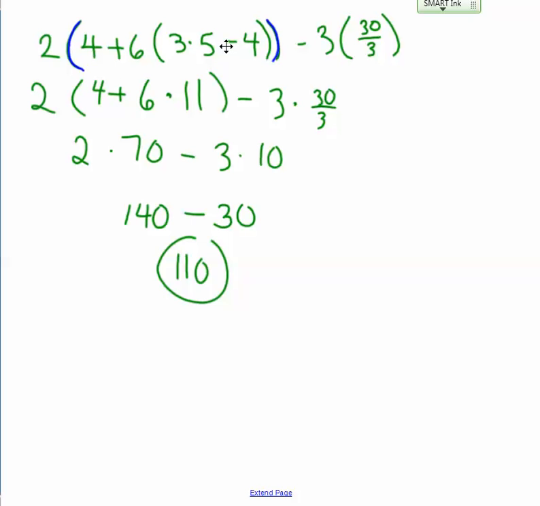And the boss pretty much told the secretary to do the 3 times 5 is 15, and 15 minus 4 is 11. This is 6 times all of that, so we have 6 times 11. We finish in the brackets. 66 and 4 is 70. And we copy the rest of our steps down. So it's 2 times 70 minus, the rest of this is the same. We simplified 30 thirds to 10. And now we do this in order. So you multiply and multiply before you subtract. And you subtract last, so we get 110.